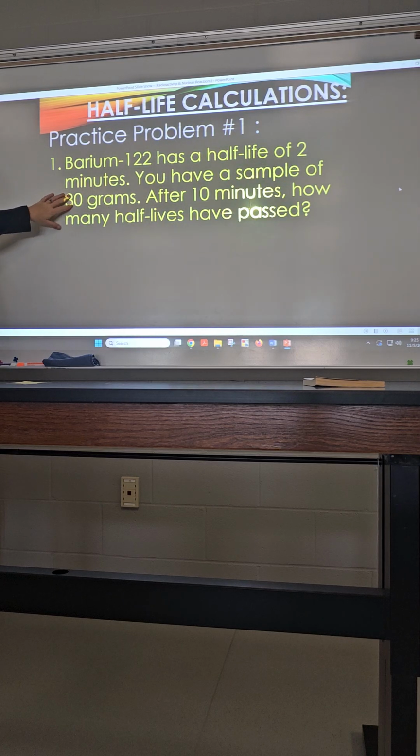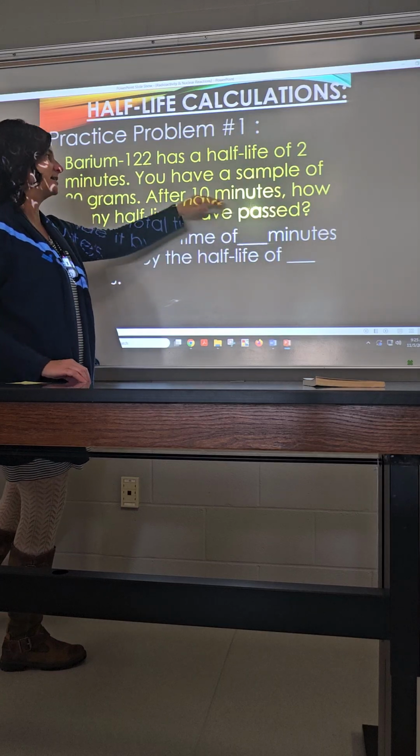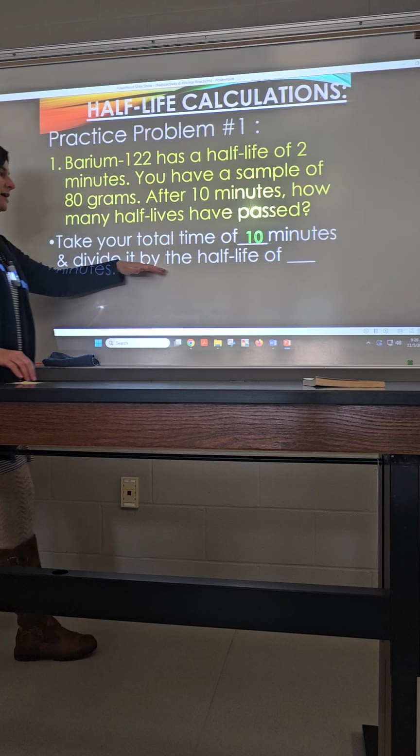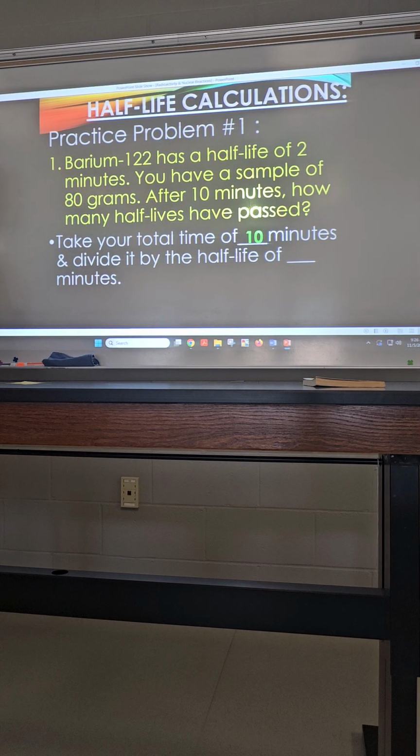So it's the same problem, I just have it here again. So take your total time, which was what? Was that 10 or was that 2? Allison? 2. Are you sure? I don't know. 10? 10, right? So you have 10 minutes total. And then it says it has a half-life of 2 minutes. So you divide your 10 minutes total by your half-life, which was 2. So time of 10 minutes divided by the half-life of 2 minutes.